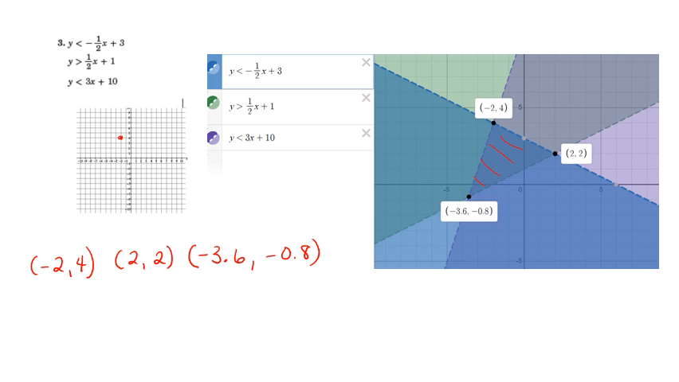The vertices are negative 2, 4, 2, 2, and then I'm just going to estimate where negative 3.6, negative 0.8 would be, about there. I think these are all dotted. Yep, because none of these are equal to. So these are all dotted.